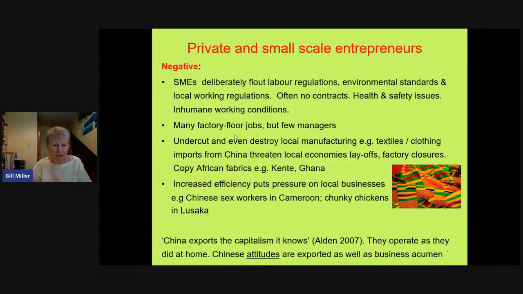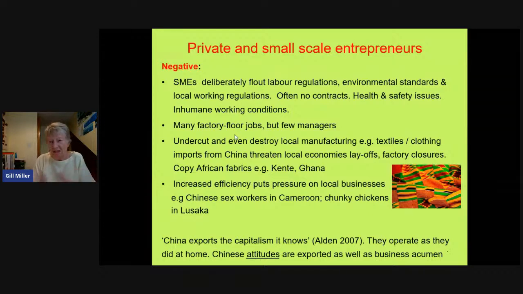It's not all good. So what about some private entrepreneurs without labour relations? They're factory floor jobs, not managers. They undercut local manufacturing. They may be copycat fabrics, and there's the Kente fabric. And they're putting local businesses at risk. And again, things that might make you smile. I read that the Chinese sex workers in Cameroon were undercutting the Cameroonian sex workers. You can think about why that's the case another day.